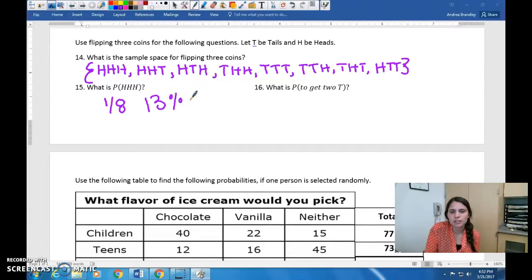And then number 16 is, what is the probability to get 2 tails? So I'm going to go through and underline any that have 2 tails. This one doesn't. This one has 2 tails, but not exactly 2 tails, so we're not going to include it. And then this one has 2 tails. These are the only 3 that have exactly 2 tails. So we're going to say 3 out of our 8 total possibilities, which is 38%.